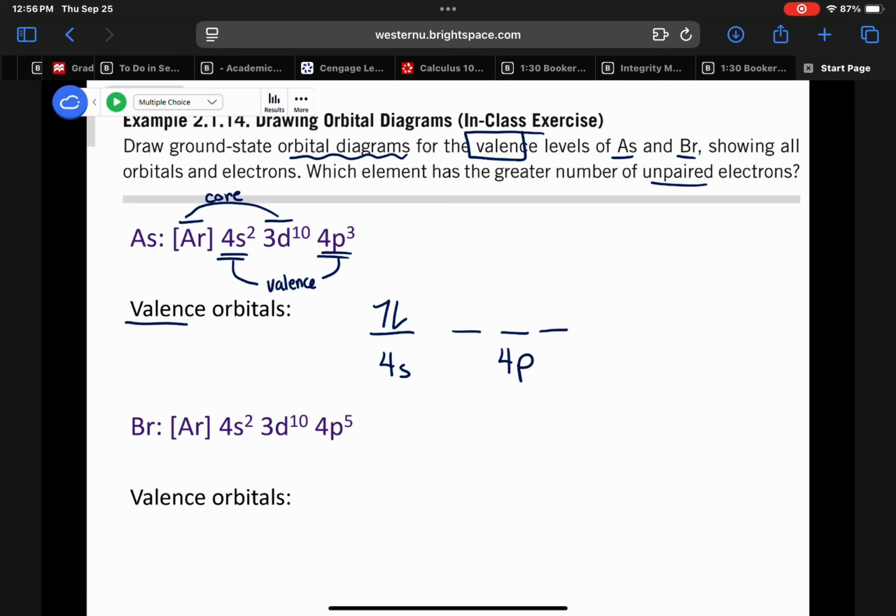So we have our 2 electrons in the 4s orbital, and then we can see we need to add 3 electrons to the 4p orbitals. So I add my first electron, and my second, and my third, spreading them out across these degenerate equal energy orbitals. And here I can see I have 3 unpaired electrons.